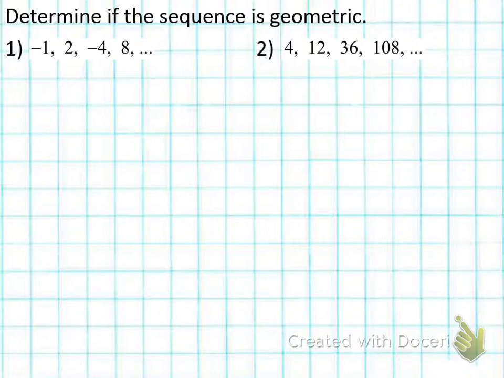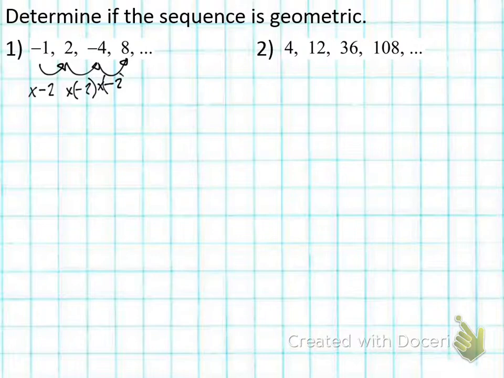Okay, here we go. Number 1, determine if the sequence is geometric. So the first thing I want to do is figure out what common ratio I'm multiplying from the first number to the second one. So from -1 to 2, I'm multiplying by -2, right? Because -1 times -2 is +2, right? And then what do I multiply 2 with to get -4? -2 again, right? And what do I multiply -4 with to get +8? -4 times -2 is +8. So then I ask myself, am I multiplying by the same number every time? Yes. So this is a geometric sequence.